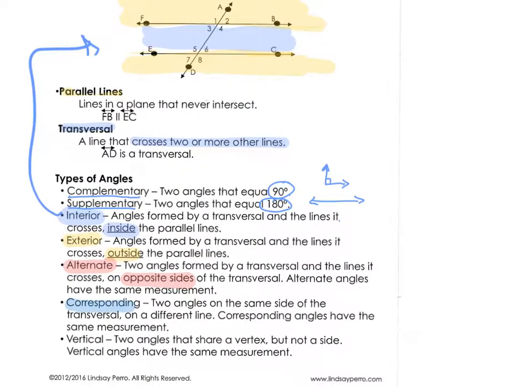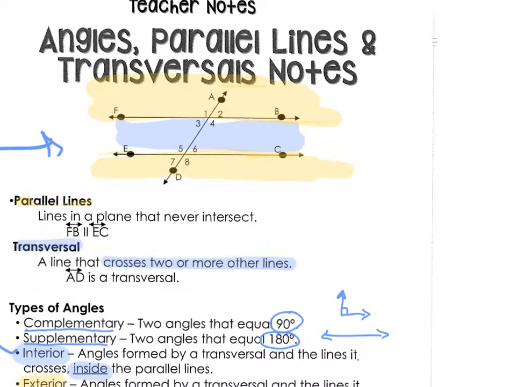Corresponding angles, two angles on the same side of the transversal on different lines. Corresponding angles have the same measurement. So for example, 4 and 8 have the same measurement. 2 and 6 have the same measurement. 1 and 5, and 3 and 7.